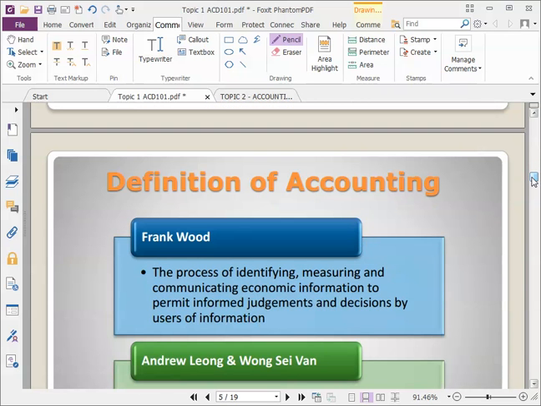Based on Frank Wood, the definition of accounting is the process of identifying, measuring, and communicating economic information to permit informed judgment and decision by users of information.